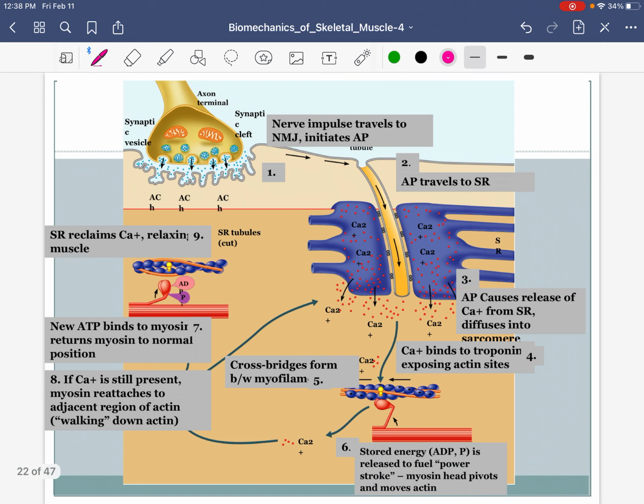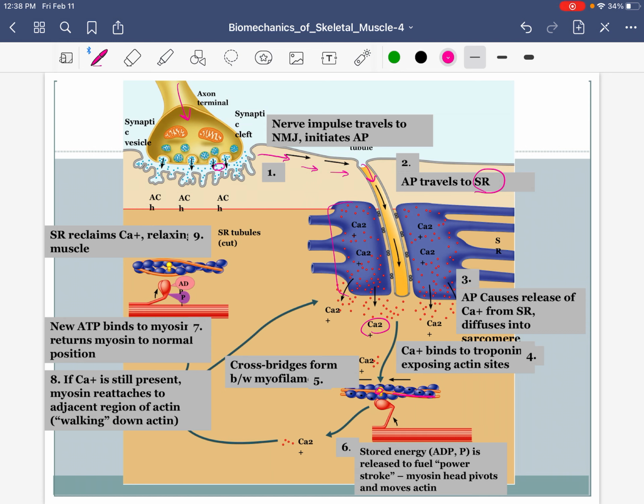Here's my little picture that I use when I teach this in anatomy and physiology. Nerve impulse comes down the motor neuron. The neurotransmitter acetylcholine crosses the synapse into the muscle. That nerve impulse, or action potential, travels deep into the muscle, down the transverse tubules, and into the sarcoplasmic reticulum. The sarcoplasmic reticulum, this blue thing, will release calcium. That calcium travels deep into the muscle. It binds to troponin, the yellow thing, which causes a conformational change where the tropomyosin, the orange band, slides out of the way.